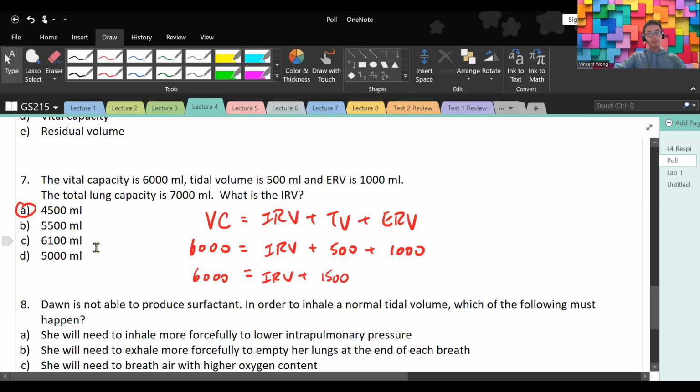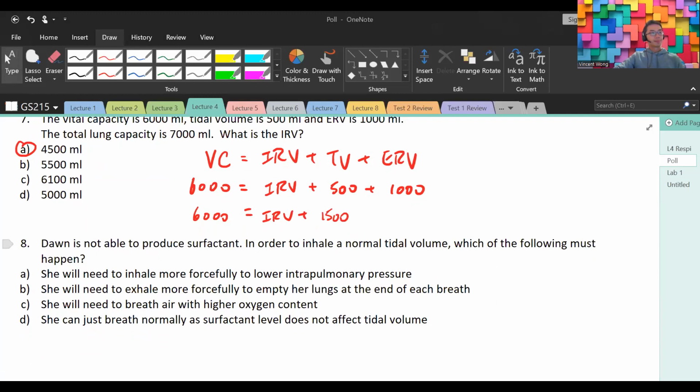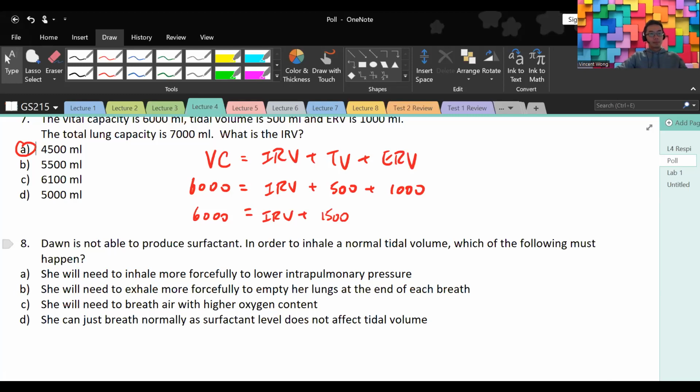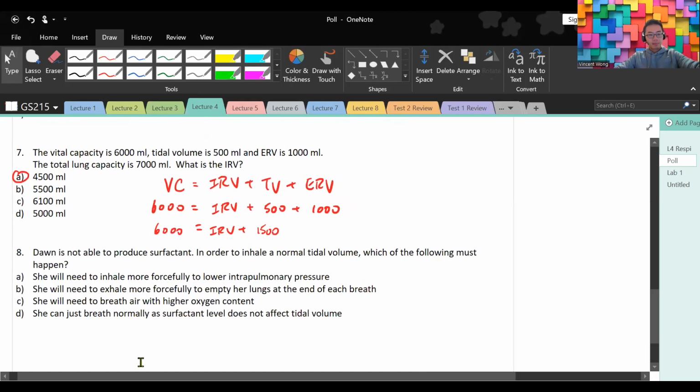Okay. Last one. Professor, a little bit zoom out, please. Oh, sure. Look at that.